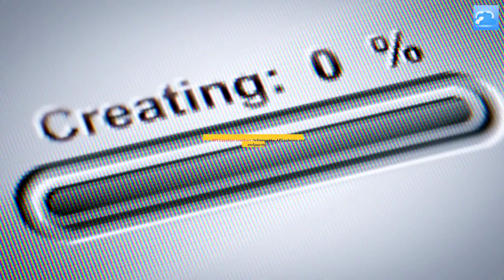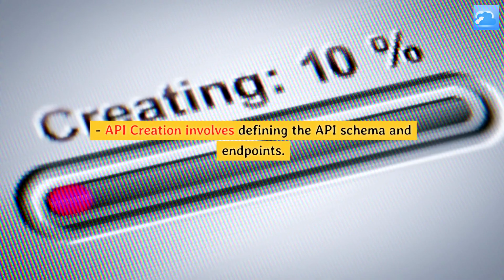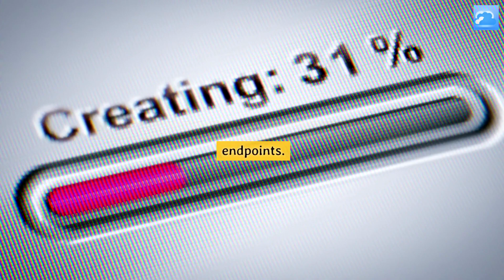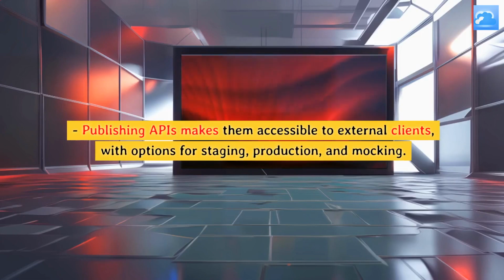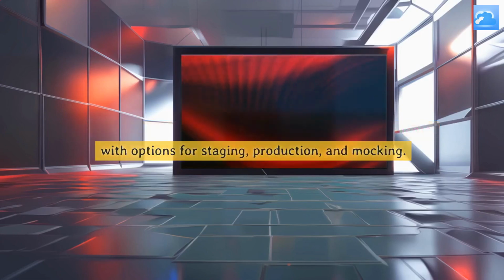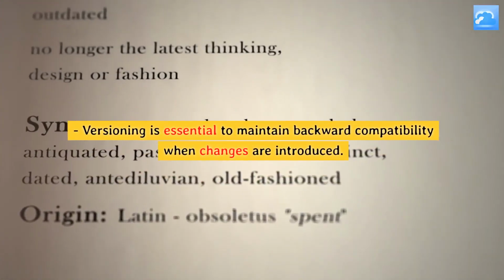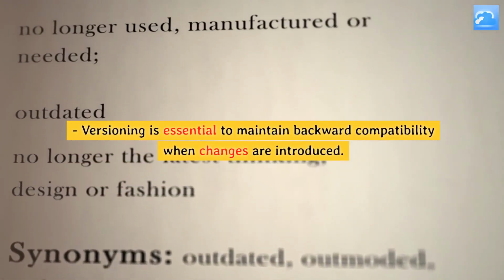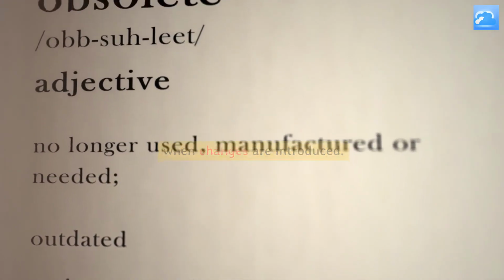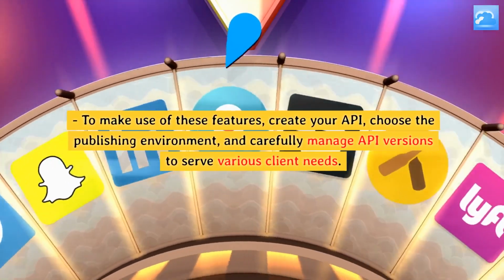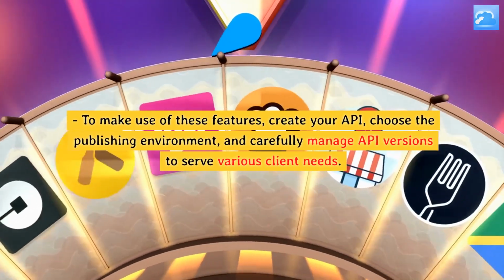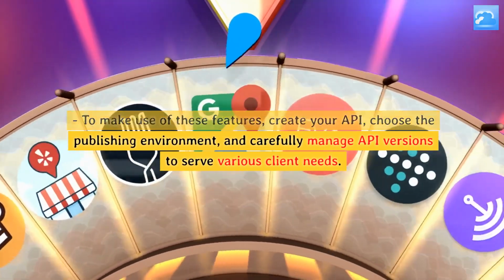Summary. API creation involves defining the API schema and endpoints. Publishing APIs makes them accessible to external clients, with options for staging, production, and mocking. Versioning is essential to maintain backward compatibility when changes are introduced. To make use of these features, create your API, choose the publishing environment, and carefully manage API versions to serve various client needs.